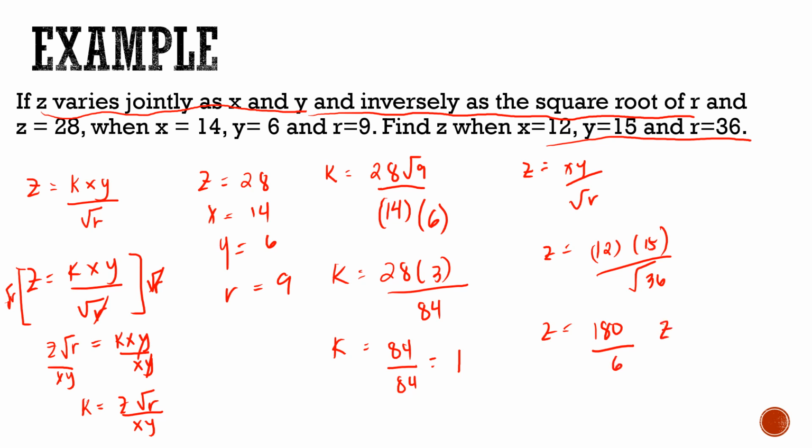Then, the next step is to divide 180 by 6. Dividing 180 by 6 will give us a quotient of 30. Therefore, z is equal to 30 when x is 12, y is 15, and r equals 36.